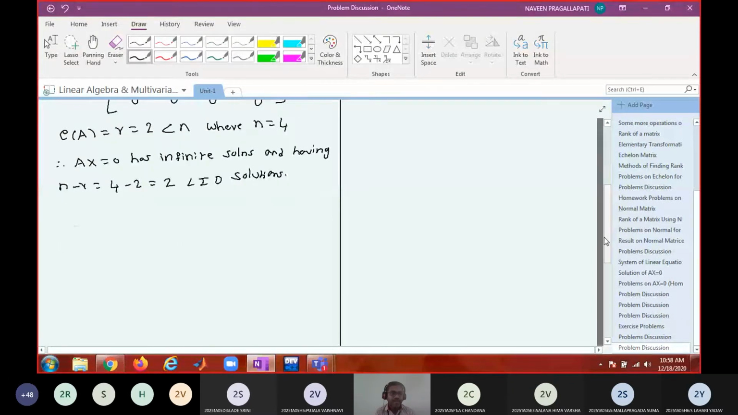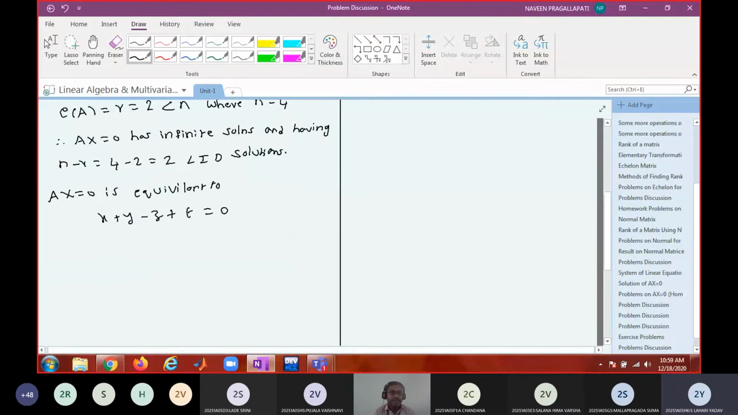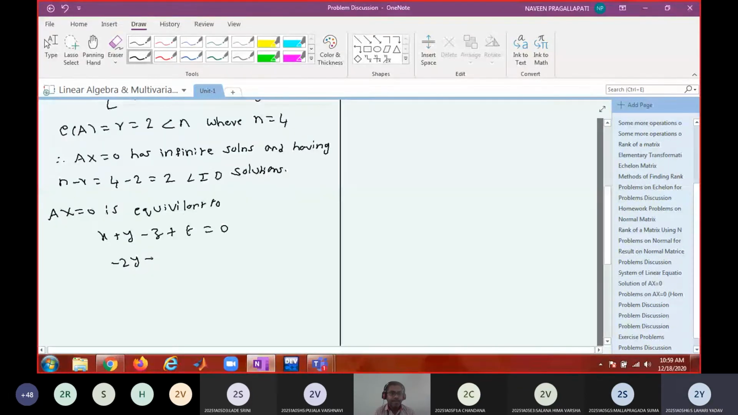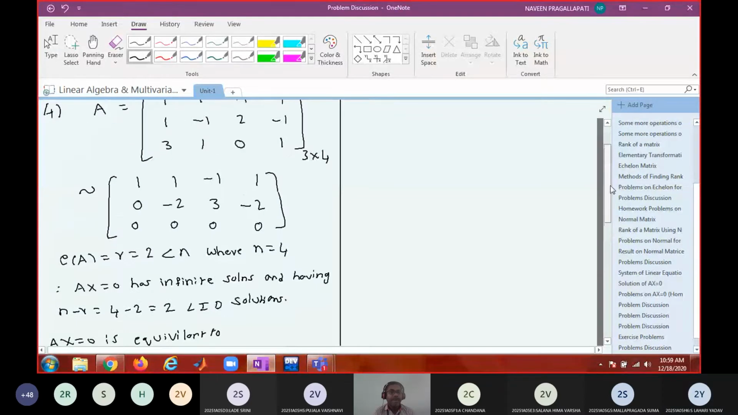AX equal to 0 is equivalent to x plus y minus z plus t equal to 0. Next equation: minus 2y plus 3z minus 2t equal to 0.